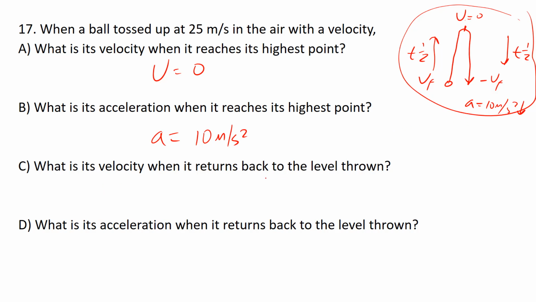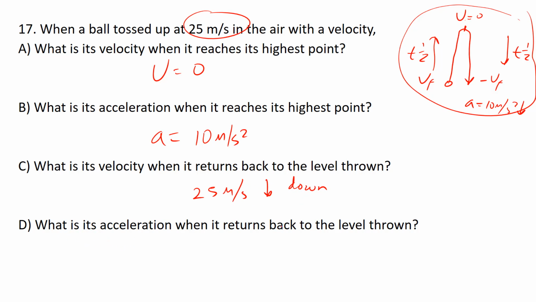What's the velocity when it returns back to the level thrown? Okay, it was thrown up at 25, so it's going to be 25 meters per second down. If you're answering the question, just to make sure that your teacher sees it, down should be worded rather than just an arrow. I use the arrow for the givens.